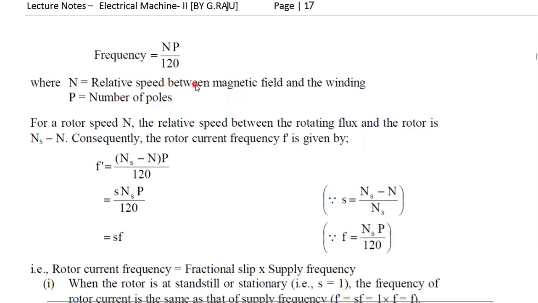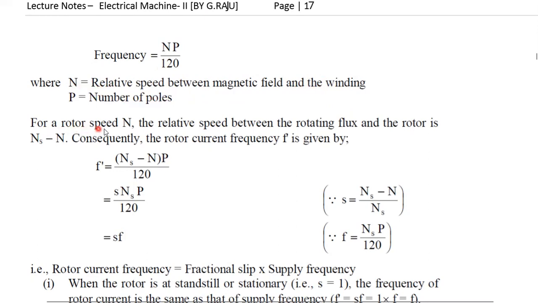Because the stator winding is stationary, not rotating, but the magnetic field is rotating with a speed of Ns. So what is the relative speed between these two? Ns minus 0, because the stator winding speed is 0, but the stator rotating magnetic field speed is Ns. So N is the relative speed between the magnetic field and the stator winding, and P is the number of poles.